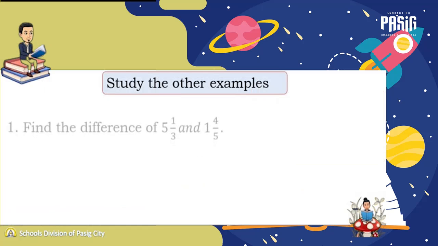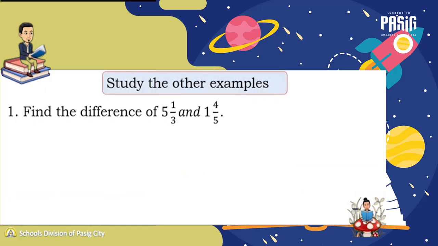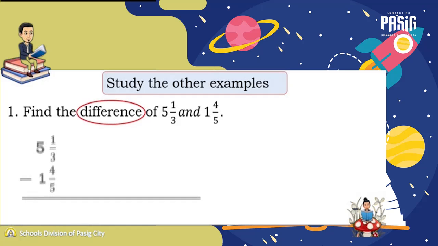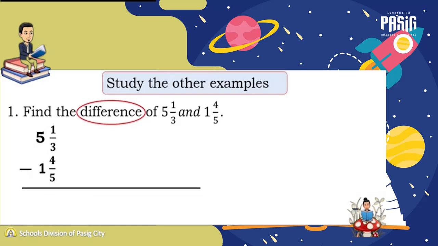Study the other examples. Find the difference of 5 and 1/3 and 1 and 4/5. The keyword is difference. So we use subtraction as the operation. Compare the fractions. They are dissimilar because they have different denominators. So change them to similar fractions. Now, what must be the LCD? Since the denominators are 3 and 5 and their LCM is 15, therefore the LCD is 15.